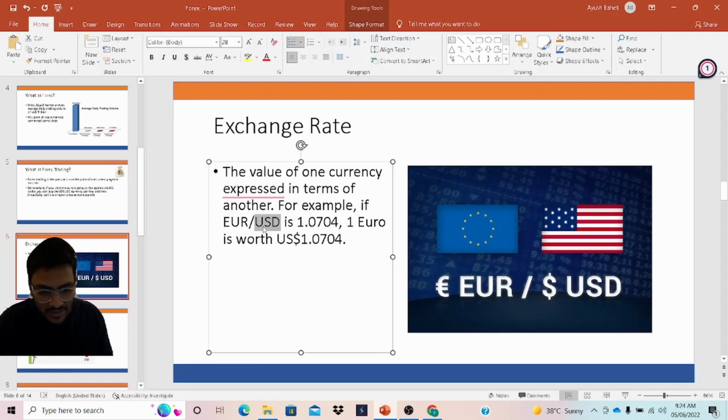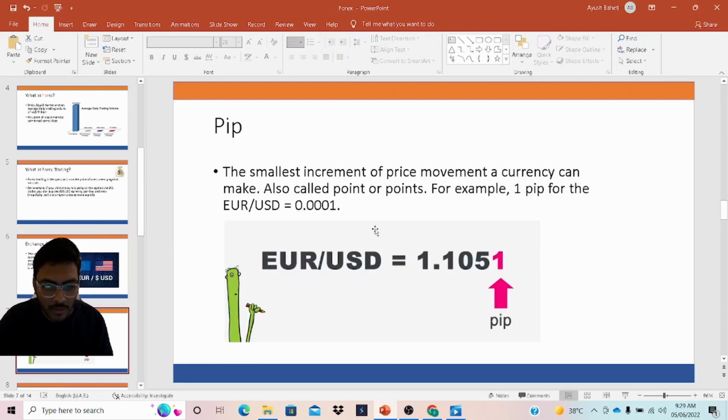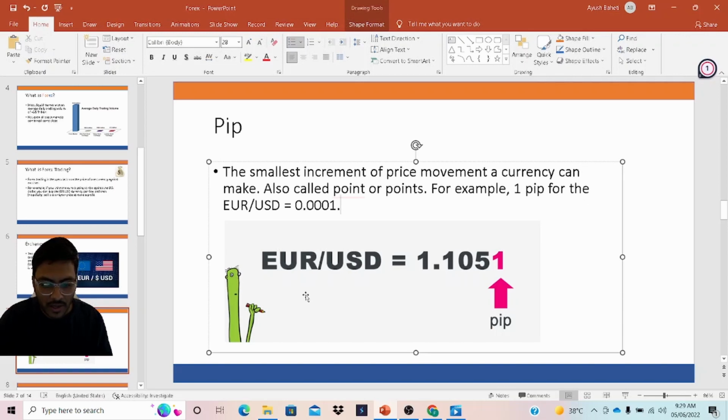One important terminology to note is that this first currency is called the base currency and the other currency is called the pricing currency. Another important terminology in Forex market is the pip, which is the smallest increment of price movement a currency can make, also called point or points. For example, 1 pip for EUR/USD is equal to 0.0001, so at 4 decimals. Now, let's say if EUR/USD rate was 1.1050 and it increased to 1.1051, it means the price has increased by 1 pip.